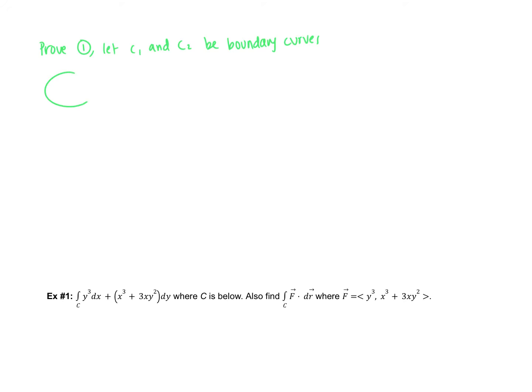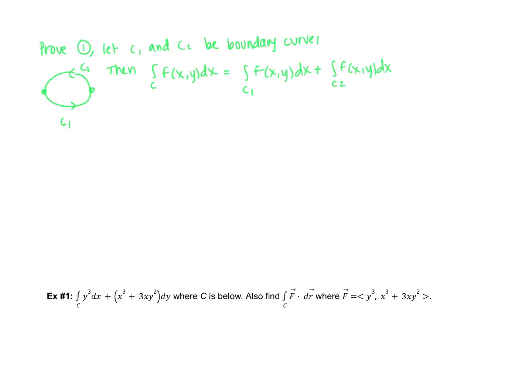So just to give ourselves a visual, say that our curve looks something like this, and the bottom is curve C1 and the top is curve C2. Then we're calculating the line integral of f(x,y) dx. That can be written as the line integral over curve C1 of f(x,y) dx, add the line integral over curve C2 of f(x,y) dx.